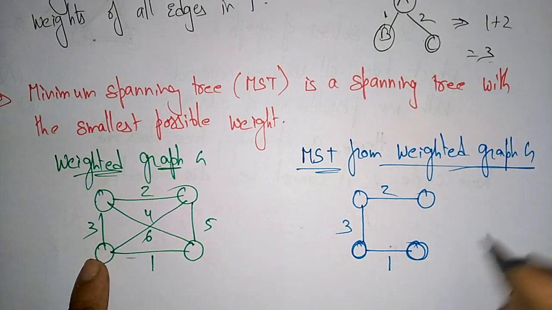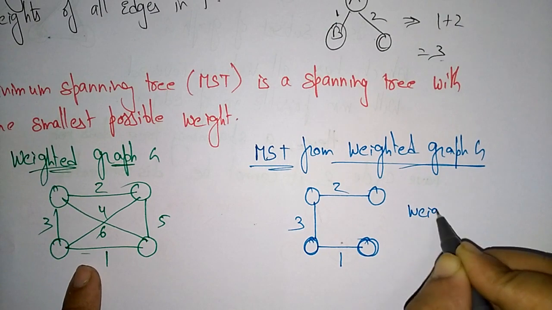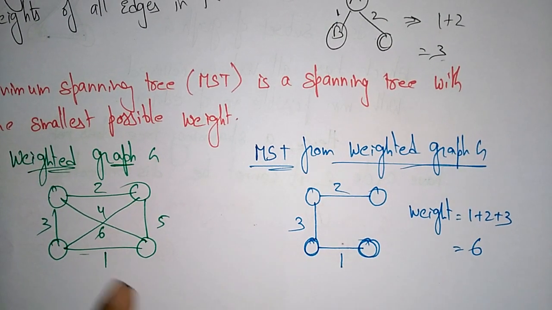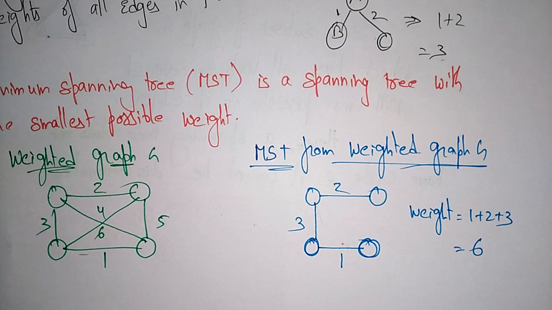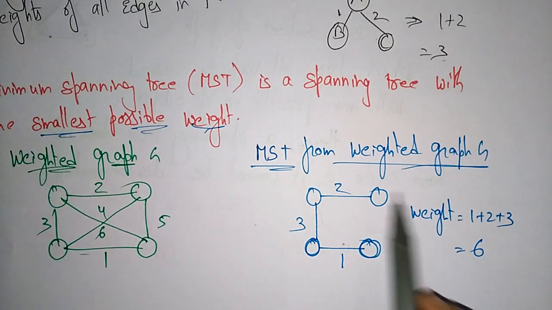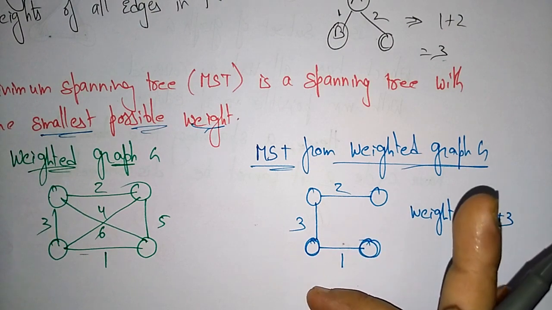Then the minimum spanning tree weight is 1 plus 2 plus 3, that is 6. So this weight is 6. So this is how you have to calculate the minimum spanning tree. The only condition is we have to select the smallest possible weights. And one more thing, all the nodes, that is all the vertices, should be visited. Okay, and that should be connected.